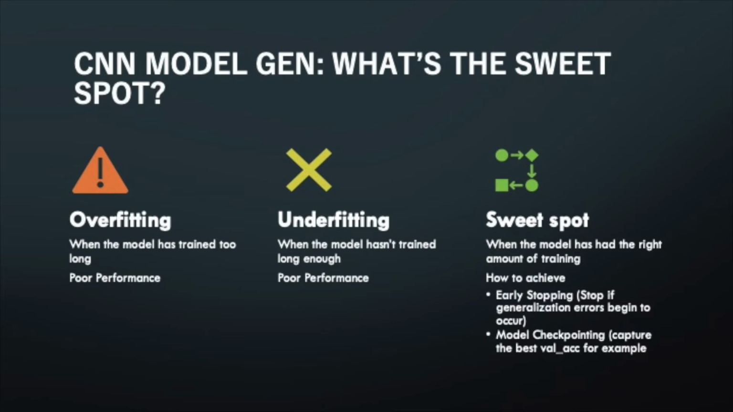The key here is to get a sweet spot where the model has the right amount of training. How to achieve this? You can do several things, right? But the two things that I recommend are early stopping, which stops the training if generalization errors begin to occur, and model checkpointing, which can capture the best val accuracy, for example.